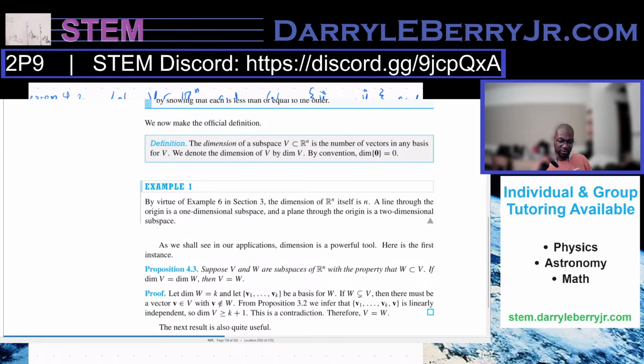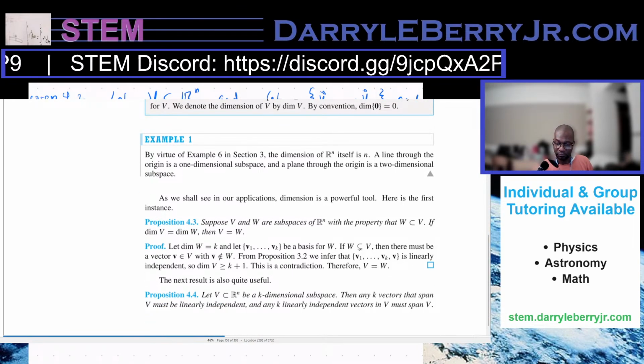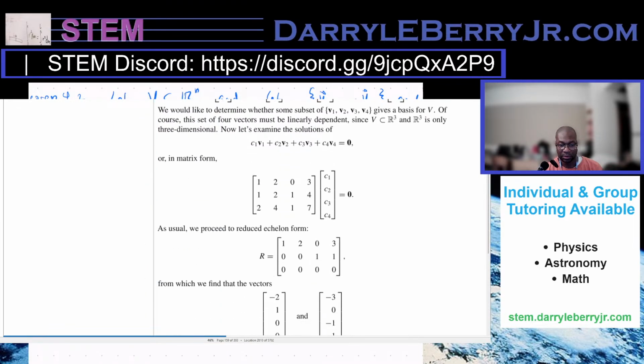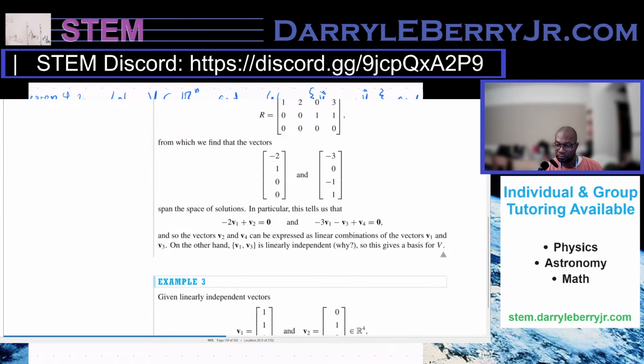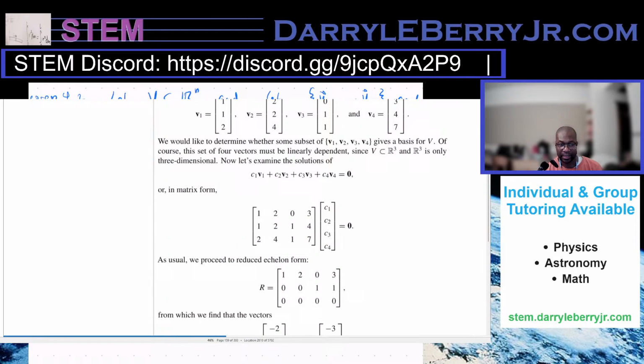Right? So I have to get used to proofs. Let's look at example 2.